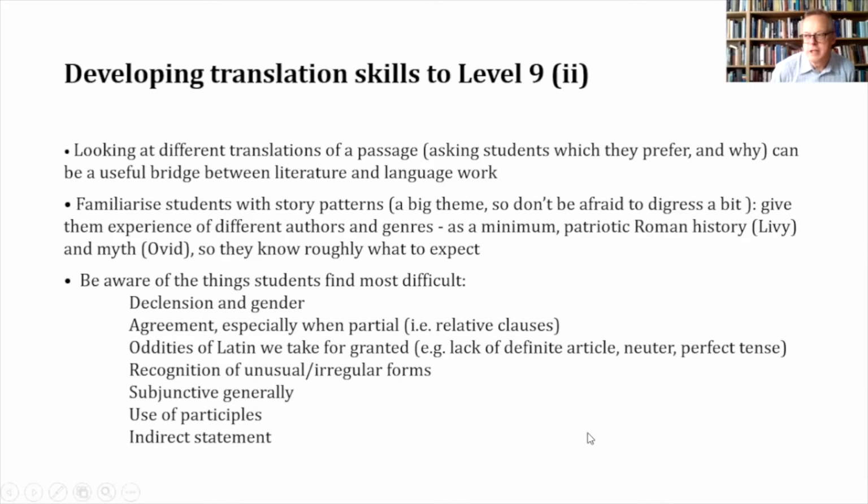With a verse text, looking at different translations of a passage, asking students which they prefer and why, can be a useful bridge between literature and language, even though you wouldn't be able to translate them from first principles necessarily. Very important, I think, this next bit. Familiarise students with story patterns. That's a big theme, so it's worth digressing on it a bit.